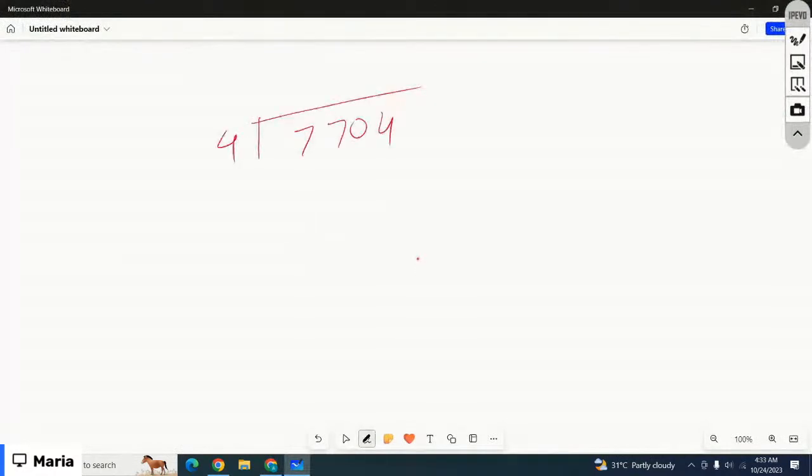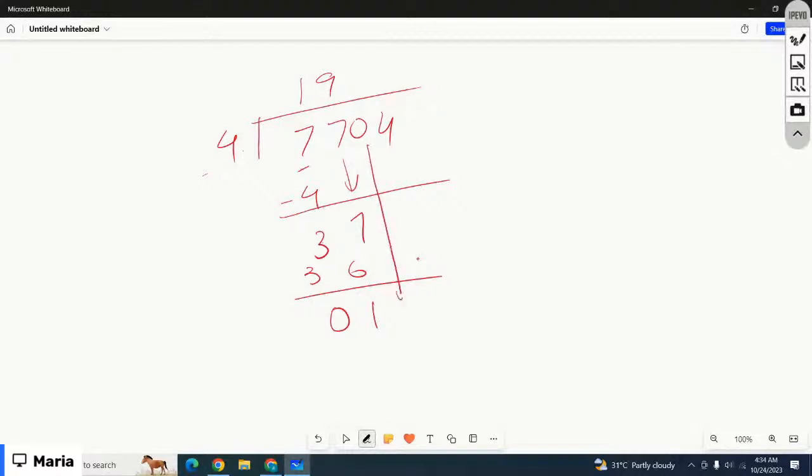7,704 divided by 4, right? Here you have 7. 7 is greater than 4. We can go for 4 times 1 is 4, right? 7 take away 4 is 3. 3 is less than 4, right? Now you need to bring the next digit down. Now you can count 4 until 37. So 4 times 9 is 36. 7 take away 6 is 1. Okay, 1 is less than 4. You cannot divide. You need to bring the other 0 down.